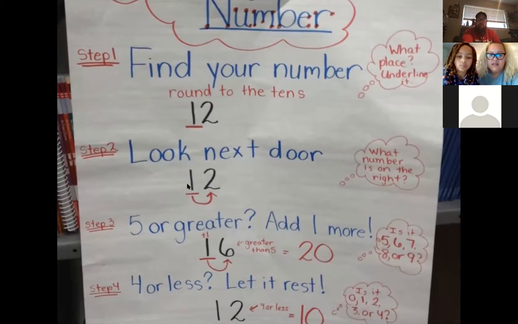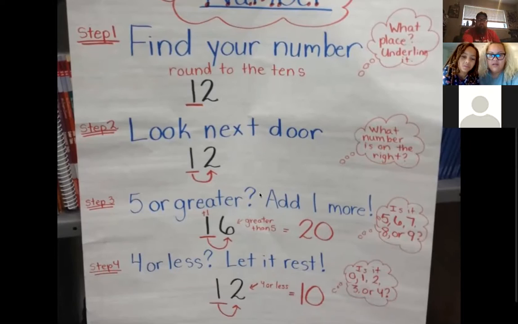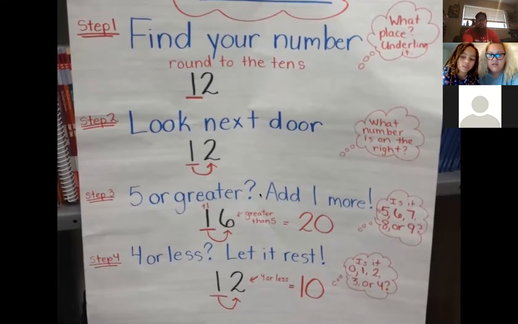So since Kennedy told us there's a 1 in the tens place, we're going to go next door to see what we're going to do next. The 2 is in the ones place. You're absolutely correct. Step three, we're going to ask ourselves, is the number 5 or greater? And if it is, we're going to add one more. And step four, if it's 4 or less, we're going to let it rest down to 0.